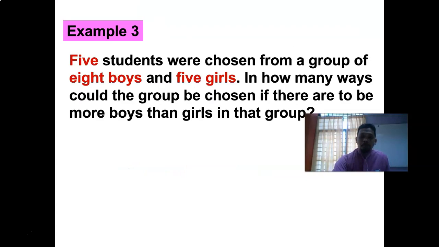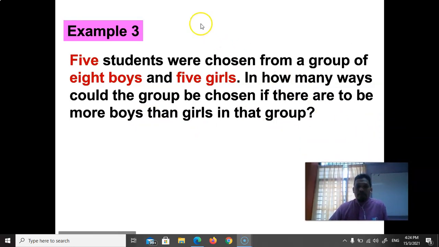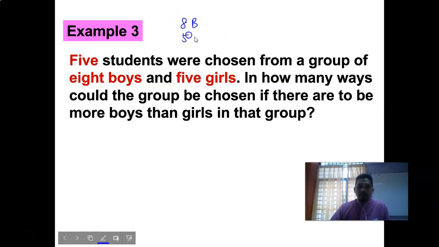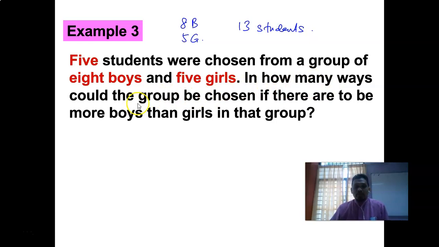Okay, 5 students were chosen from a group of 8 boys and 5 girls. So the total number is 13 students. In how many ways could this group be chosen if there are to be more boys than girls in the group? So the number of boys is greater than the number of girls among the 5.